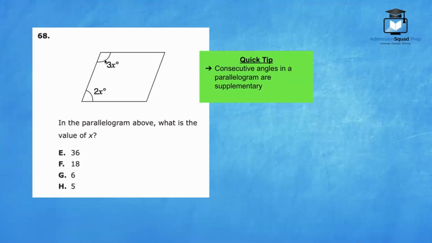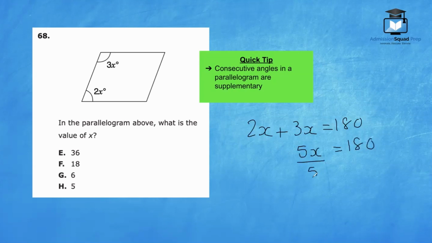One of the 5 properties of a parallelogram is that consecutive angles are supplementary. That means 2x plus 3x equals 180, since these angles are right next to one another. When we combine like terms, we have 5x equals 180. We will divide by 5 on both sides.